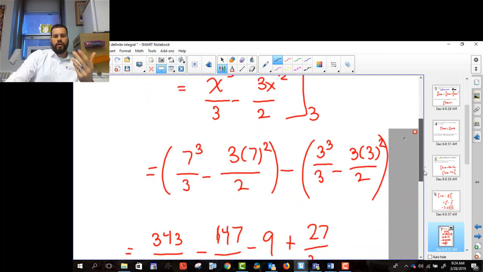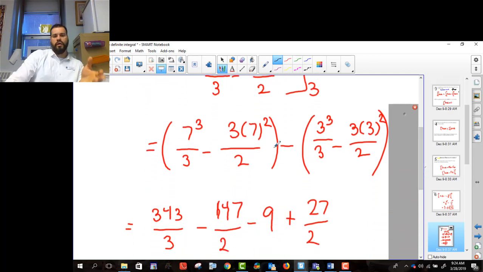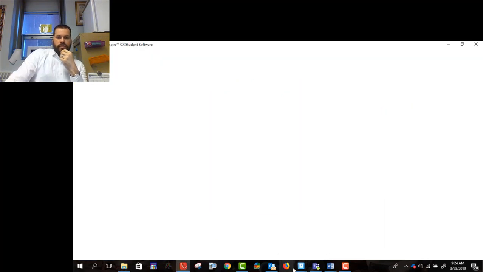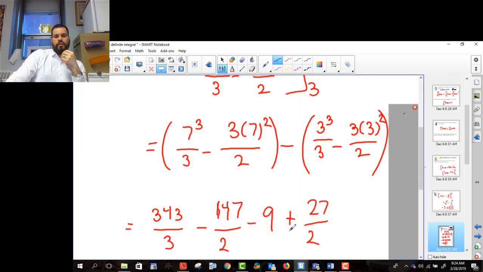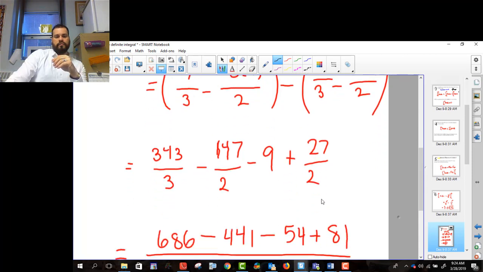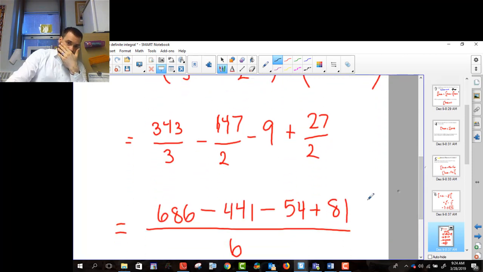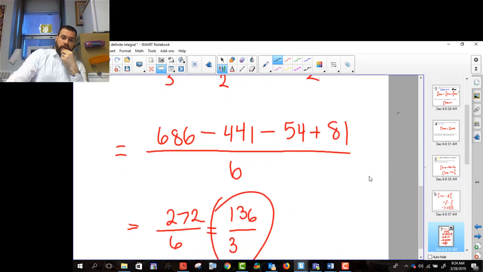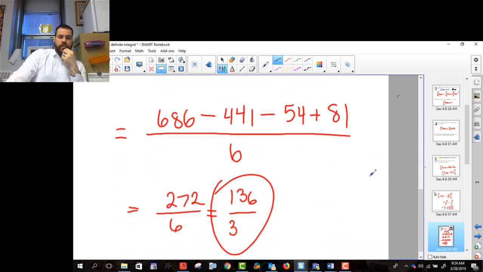So we go, okay, 7 cubed is 343. 3 times 49 is 147. 3 cubed over 3 is 3 squared, which is 9. And 3 times 3 squared over 2 is 27 over 2. And then we try to get a reduced fraction. So we get a common denominator, put everything over 6. And we end up with 272 over 6, which reduces down to 136 over 3. And that's without a calculator.